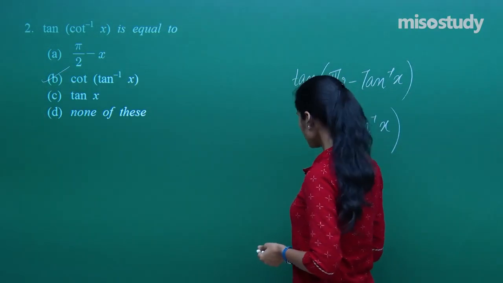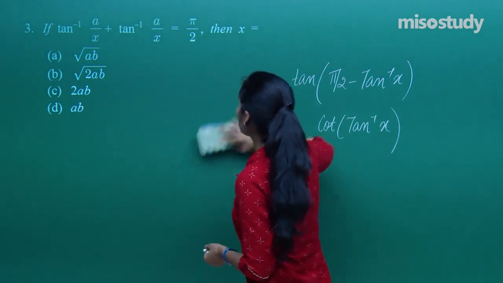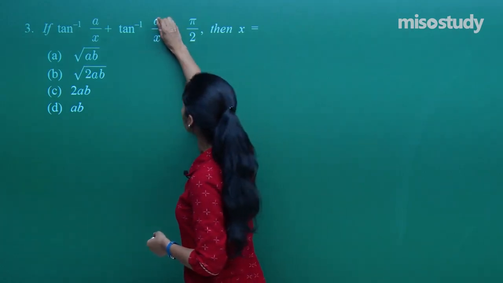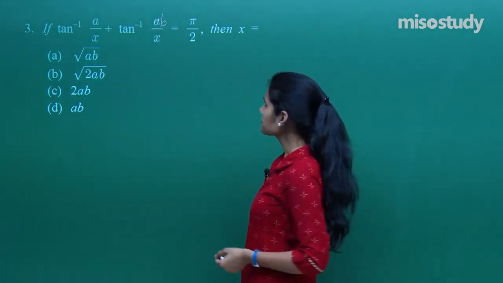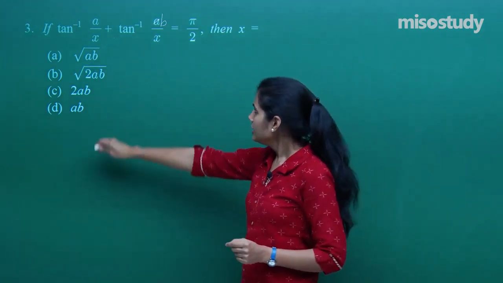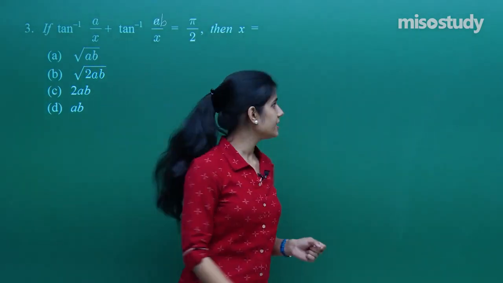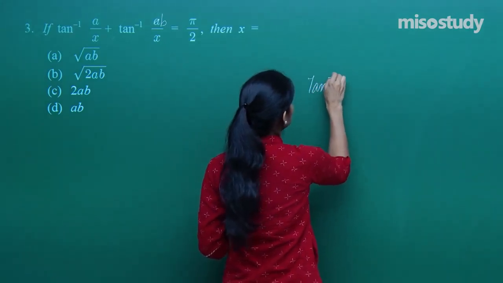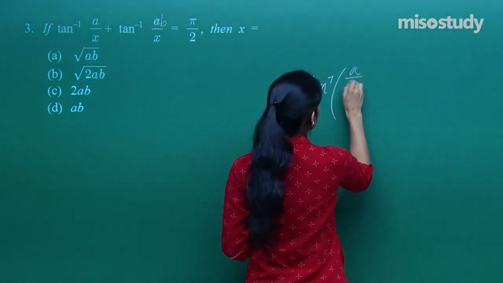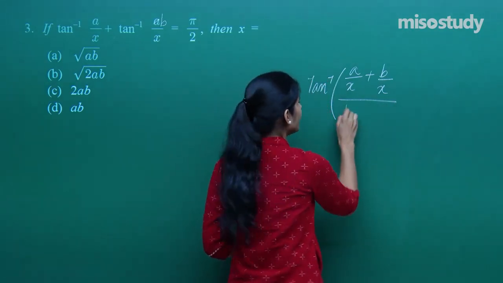Fine. Next question says what? Let's see. If tan inverse of a by x plus tan inverse of b by x is pi by 2, then what is x? Tan inverse of a by x plus tan inverse of b by x is pi by 2, then x is what? Over here a very clear cut thing is visible that tan inverse a plus tan inverse b is tan inverse of a plus b upon 1 minus ab. So it's a by x plus b by x, a plus b upon 1 minus ab.